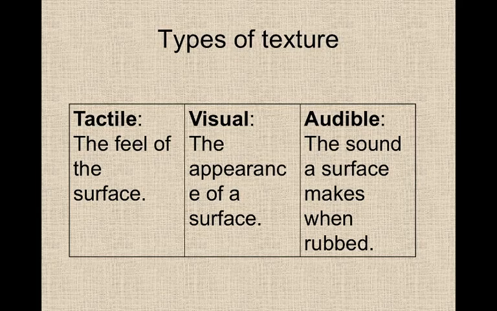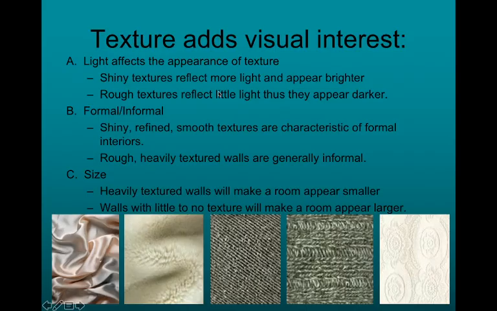So there's three types of texture. Tactile is the feel of a surface when you touch your hand to it. That is tactile texture. Visual texture, this is the appearance of the surface. When you say, oh, that looks like it might feel like this. Audible is the sound the surface makes when it's rubbed. The two that we really need to talk about, and I want you to start on your note page, is tactile texture and visual texture.